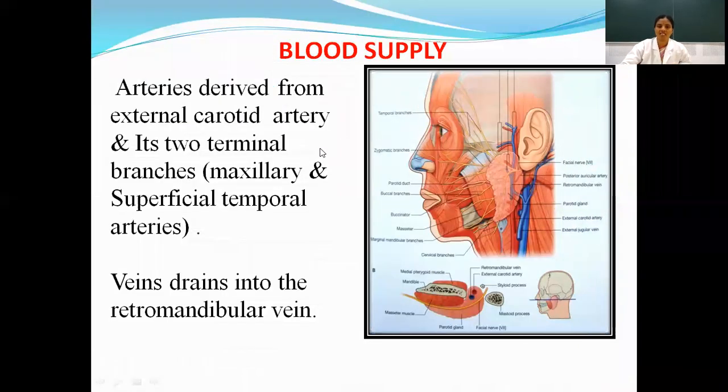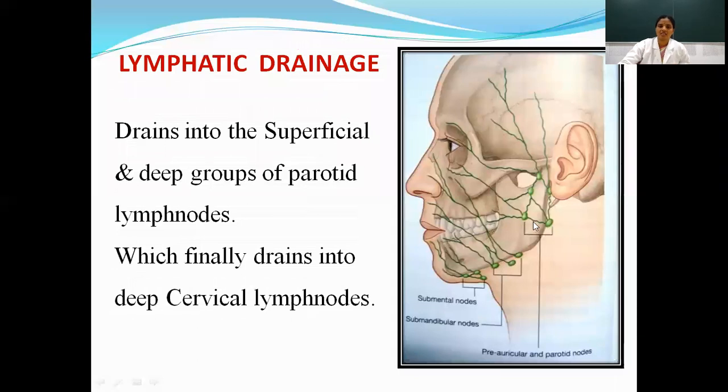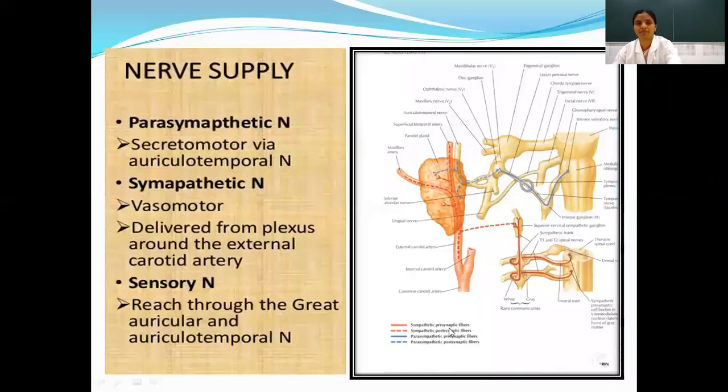Now coming to the blood supply of the parotid gland. The arteries are derived from the external carotid artery and its two terminal branches, the superficial temporal and maxillary arteries, which give small branches to supply the parotid gland, and the veins drain into the retromandibular vein. Lymphatics: the parotid is drained by two sets of lymph nodes, superficial and deep, and from these, efferents drain into the deep cervical lymph nodes, which are the jugulodigastric lymph nodes.